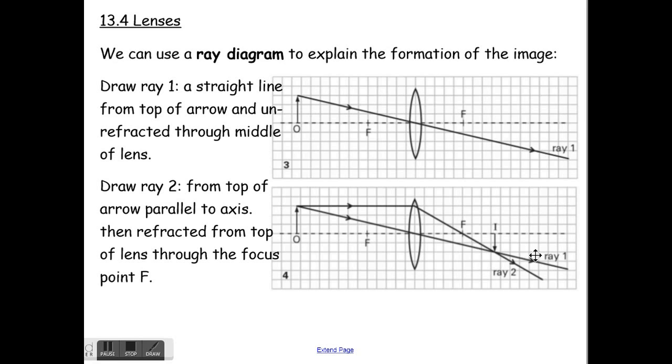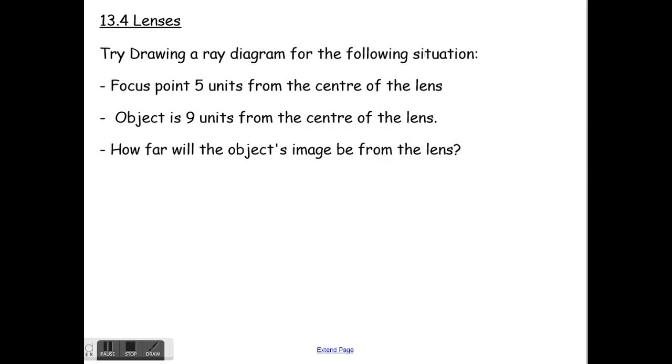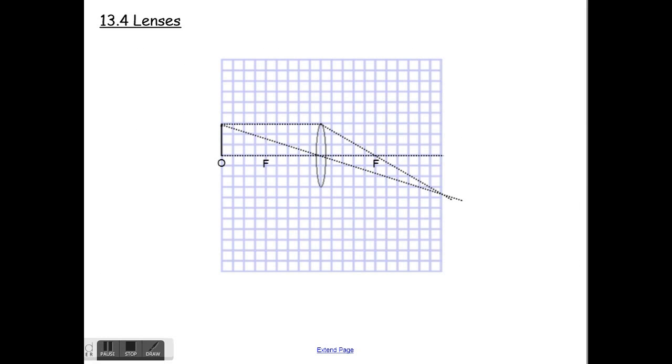Okay, looks like everyone's fine with this. So here's basically what it should look like. On mine, obviously you can't see the grid quite so much, but our focal points on both sides are 5 units away from the center. My object is 9 units away. I drew one line parallel to the top through the focal point, and one line through the center, and they meet over here, which was about 11 squares away, roughly 11 and a half or so.